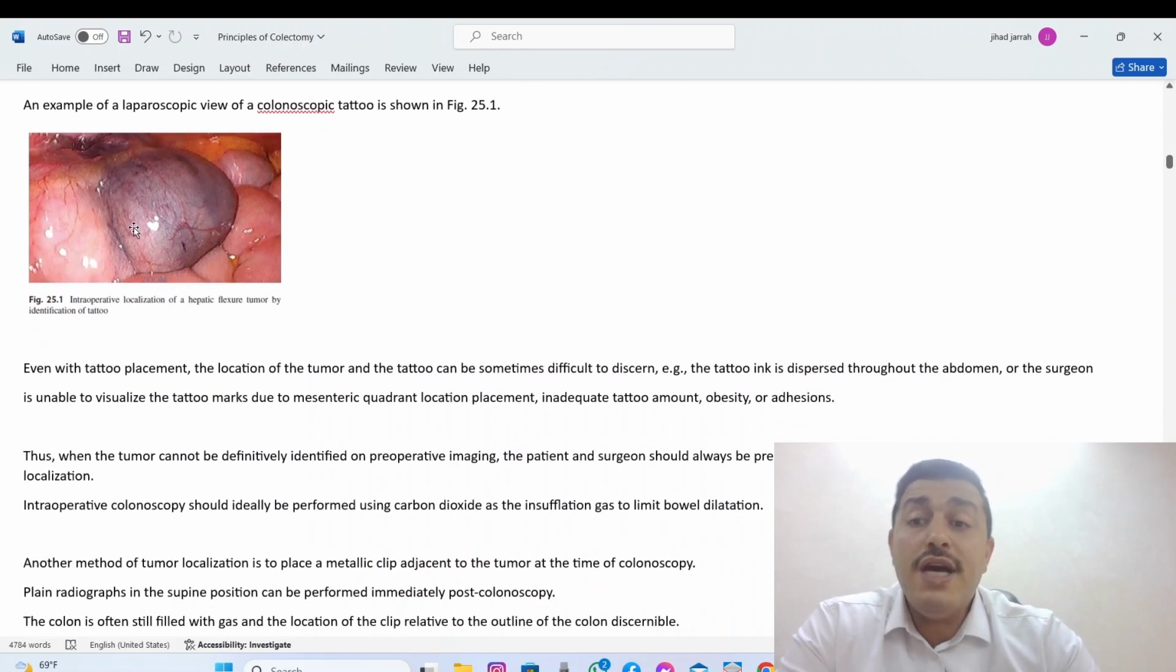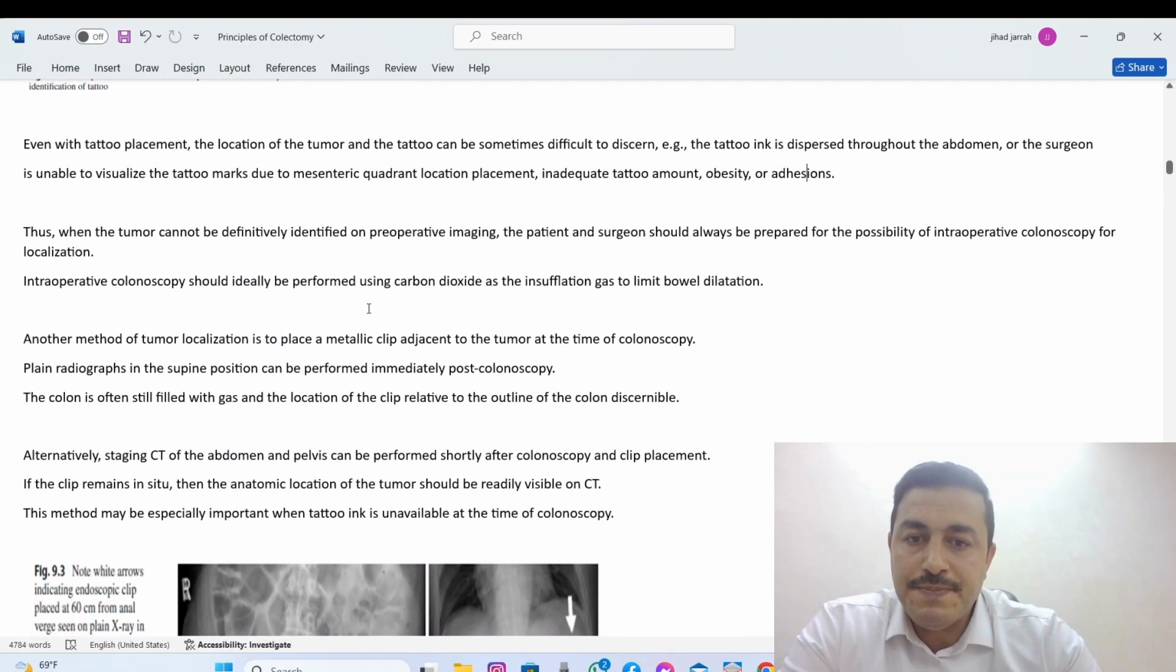Also, they discuss where to inject. We should pay attention to the colonoscopic report. It may be injected proximal or distal. It's not advised to inject near or in the tumor. The preferred and best is to inject it in the distal margin of the tumor. This is because the surgeon's concern is the distal margin of the resection.